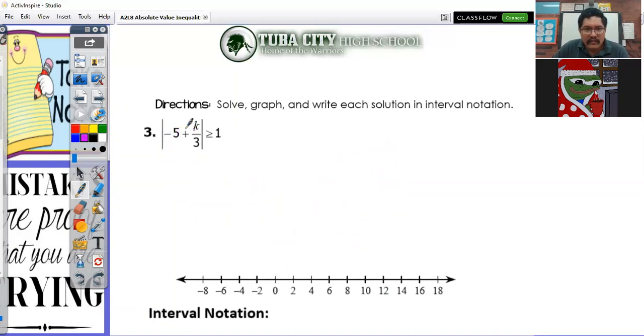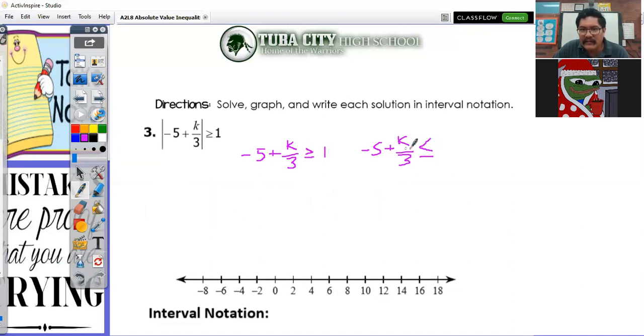All right, so our absolute value is already isolated, so I don't need to do anything else really. I'm just going to start making the two cases. So k over 3, and again, keep it the same. And then the second one, I am going to flip the sign.